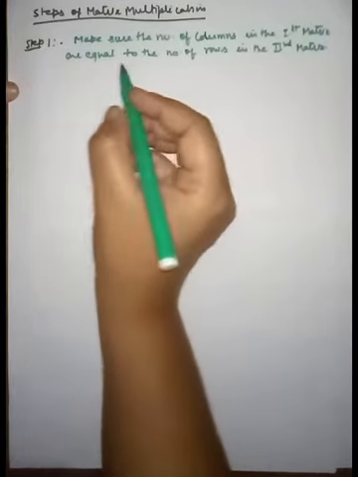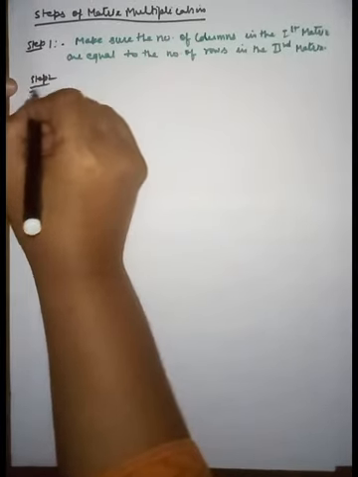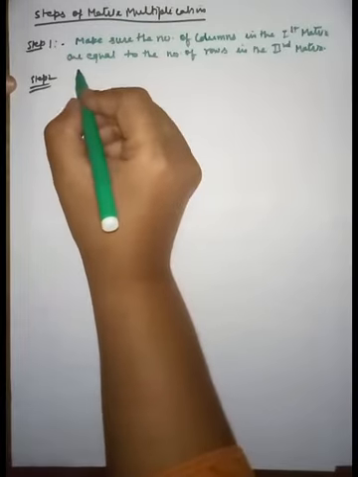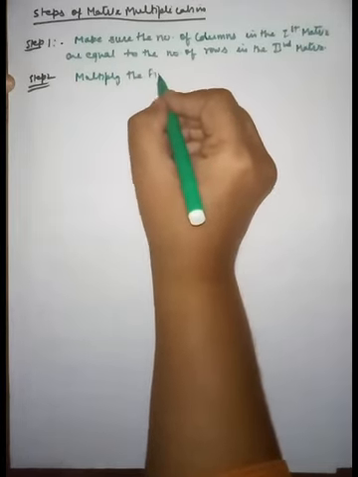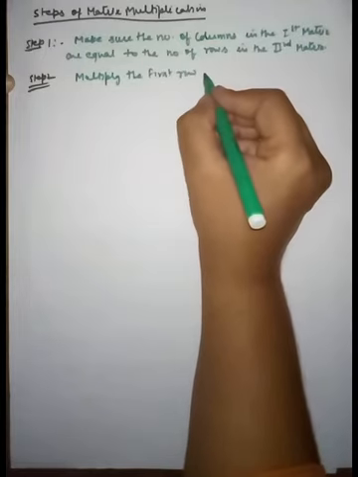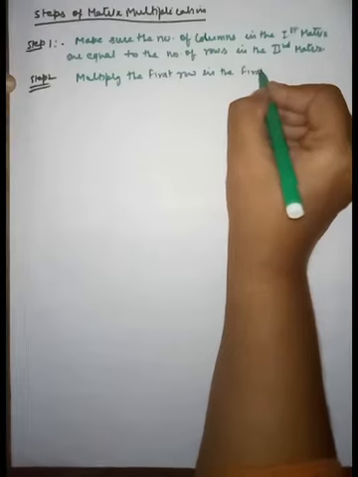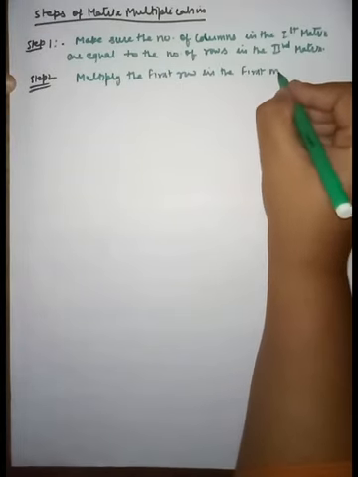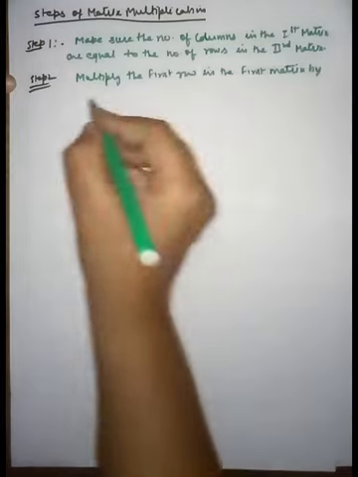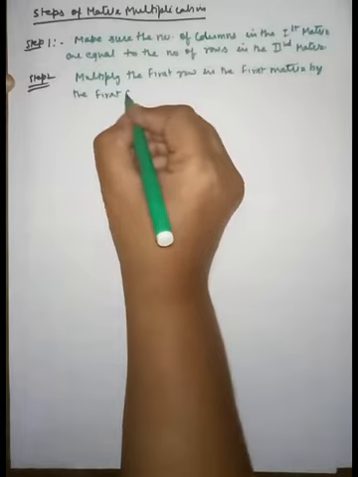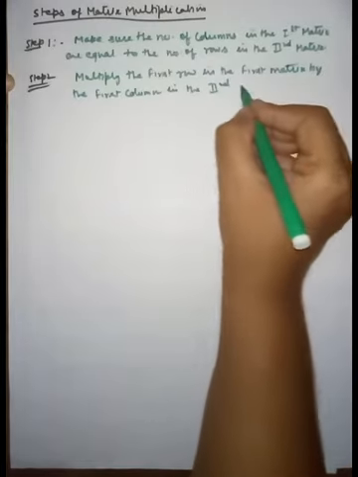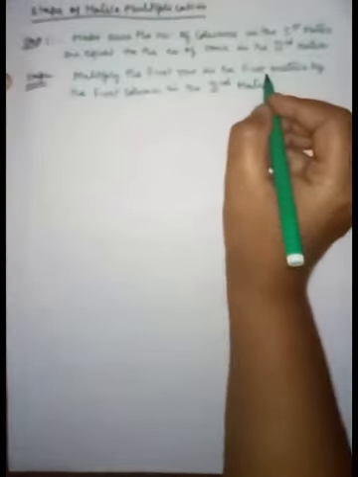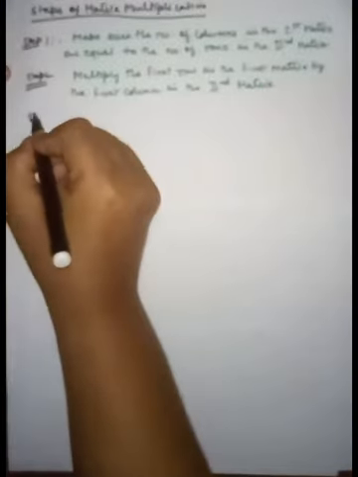Now second step. Multiply the first row in the first matrix by the first column in the second matrix. Right?